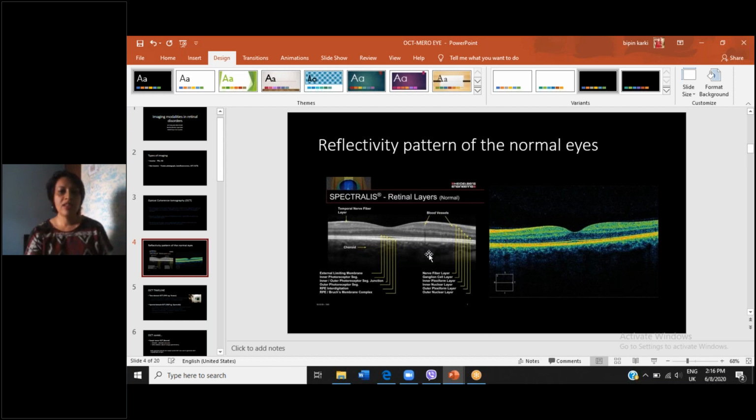And this one is the Spectralis OCT, which is a second generation OCT, where the segmentation of the retinal layers is very much more precise and clearer than in the previous kind of OCT. So this is just to show you what the segmentation of the layers of the retina looks like. This we call the reflectivity pattern of the normal eye. These are normal retinas of normal individuals without any pathological conditions.